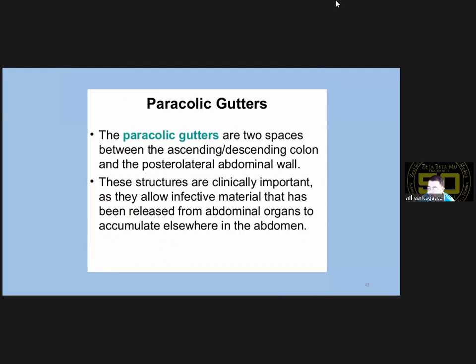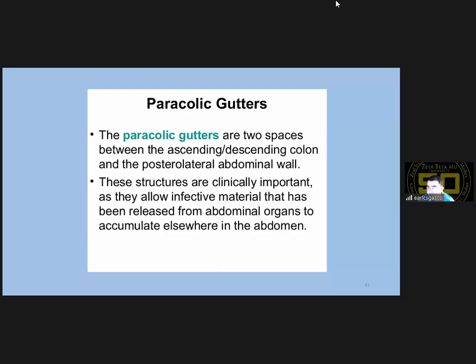Now, I mentioned the paracolic gutters. The paracolic gutters are actually two spaces between the ascending and descending colon on each side and the posterolateral abdominal wall. These structures are clinically important as they allow infective material or fluid that has been released from the abdominal organs to accumulate elsewhere in the abdomen.